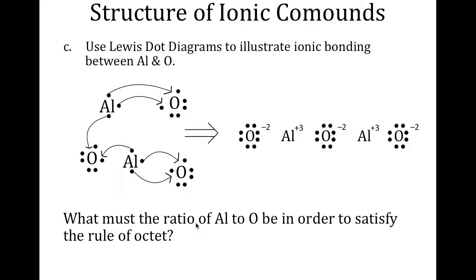Okay, so what ratio of aluminum and oxygen must there be in order to satisfy the rule of octet? Well, for every 3 oxygens, we have 2 aluminums. So every 2 aluminums, 3 oxygens. Again, if we went back to our naming, aluminum is in the 3rd column. That's a plus 3. Oxygen is in the 6th column. That's a minus 2. In order to balance this, we would need a plus 6 and a minus 6. So we get Al2O3.